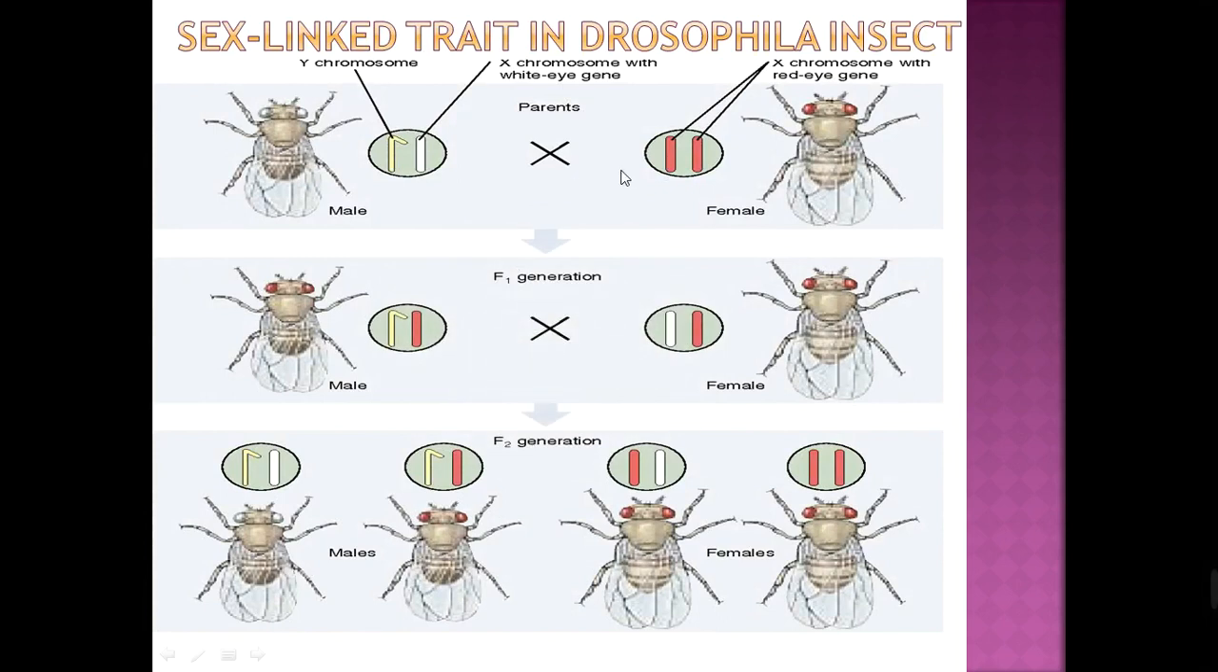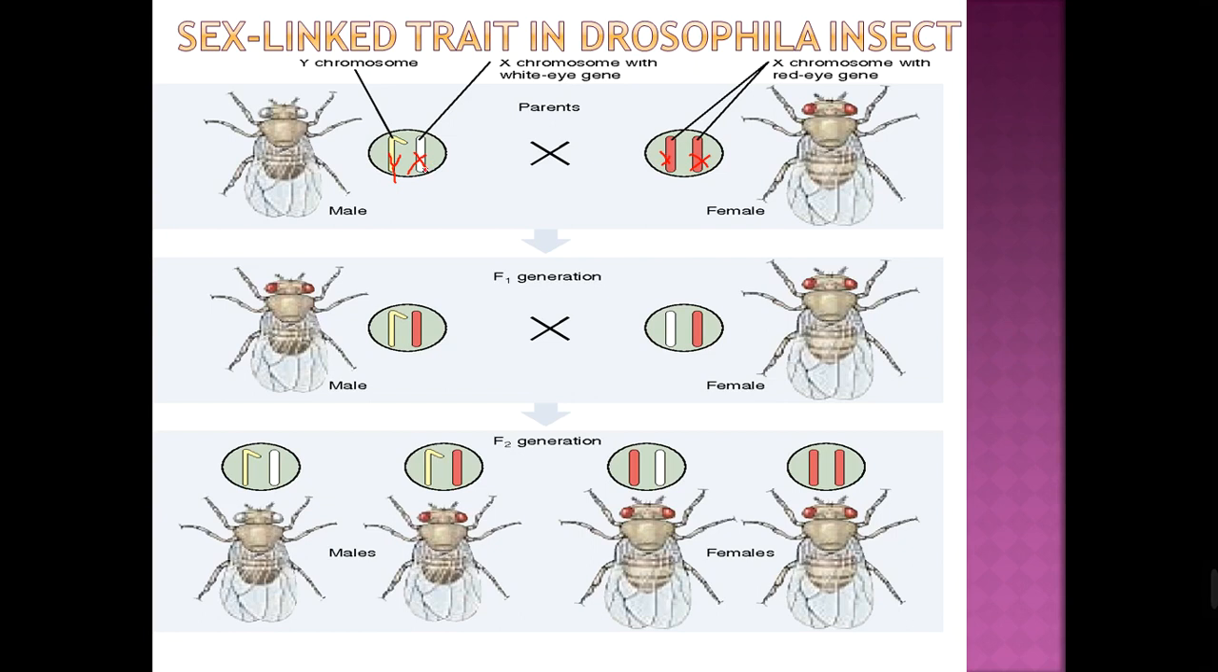Let's take an example here. Okay, we have a male here. So this chromosome is X and this chromosome is Y. The curved one is Y. And the female here, XX. So we will write it XX. Here is the sex chromosome.